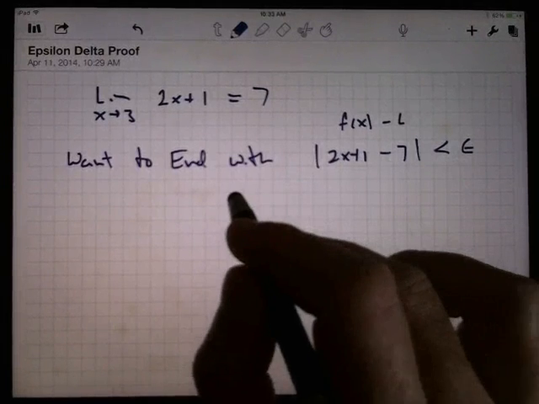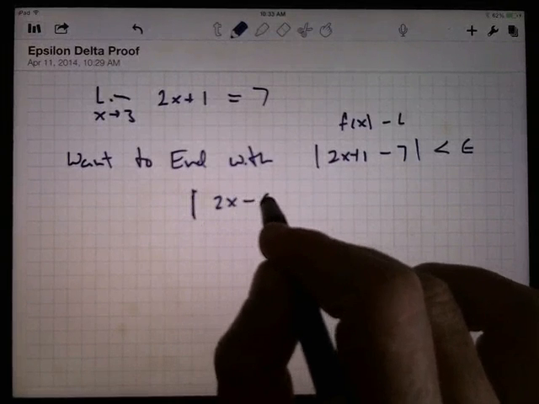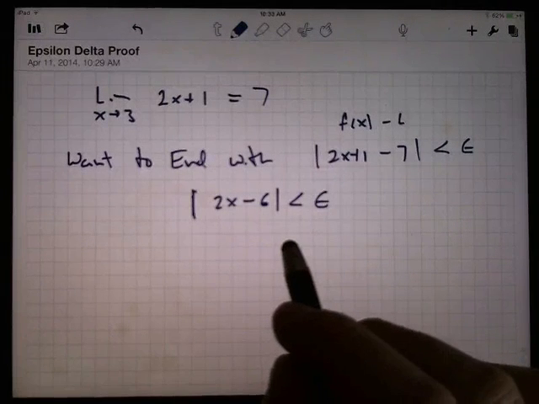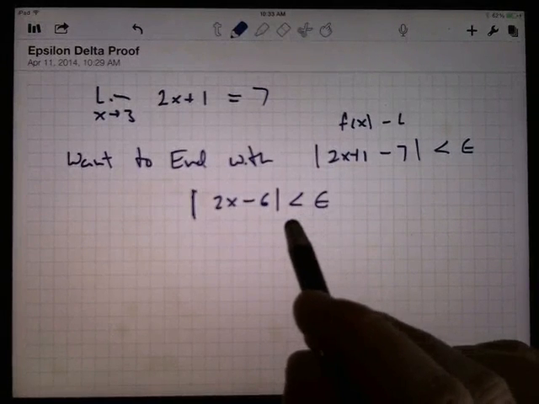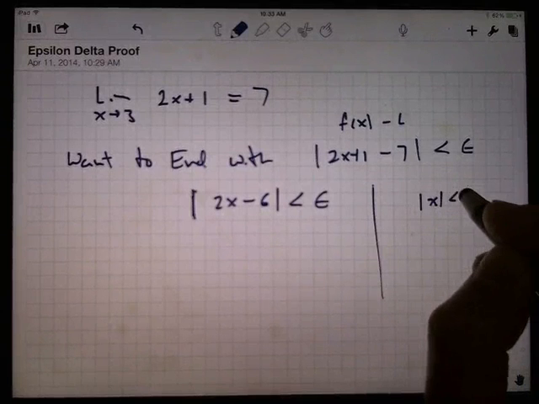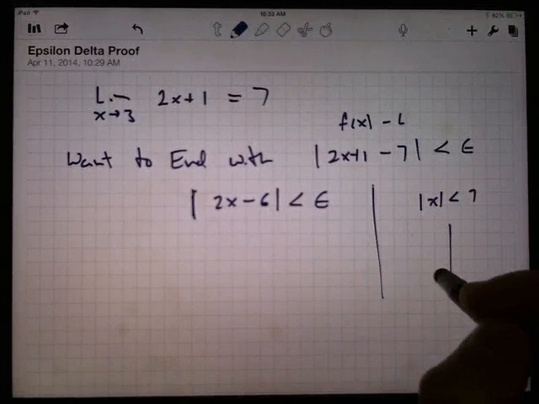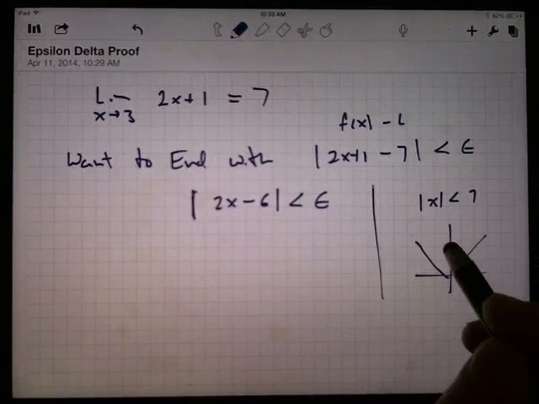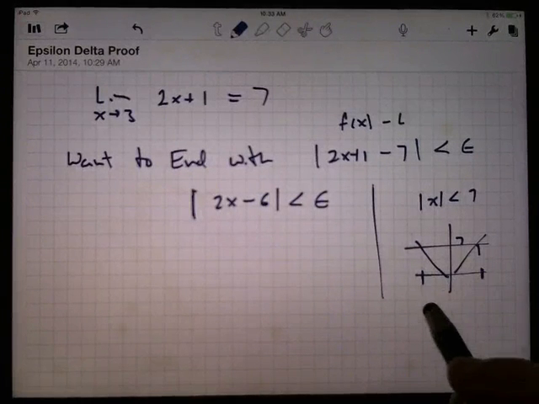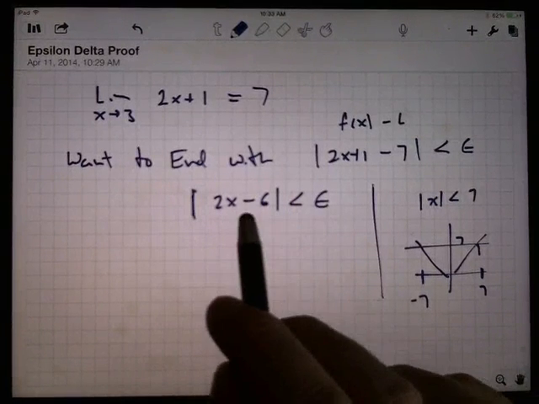I'm going to simplify inside the absolute value. So I've got the absolute value of 2x minus 6 is less than epsilon. Notice for absolute values, if I just had the absolute value of x is less than, pick a random number, 7, you're looking at an absolute value function, and you say, when is that less than 7? Well, it's less than 7 in between -7 and 7. So when I'm looking at this absolute value less than epsilon, when is that less than epsilon?